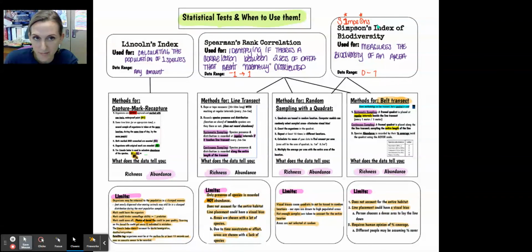Simpson's index is to measure if an area is biodiverse or not. But the ways we can calculate those, the data we can get for those, is through the methods of sampling.